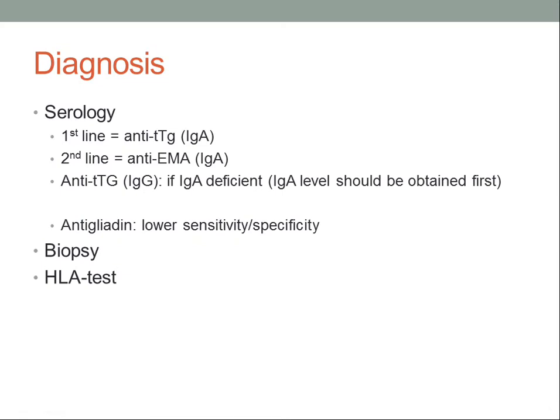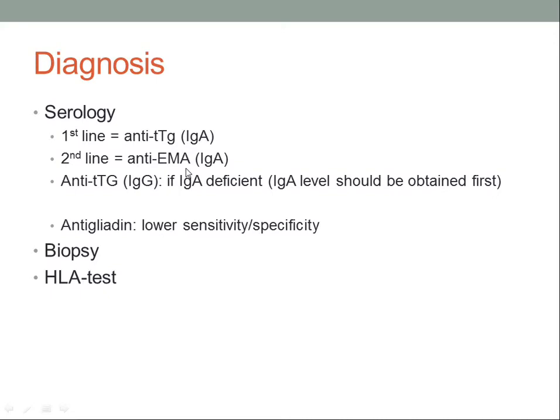Diagnosis is usually made through positive serologies as well as positive biopsies. There are two types of serology tests that are most commonly used. These are the anti-TTGs as well as the anti-EMAs. Now, these two have very high sensitivities and very high specificities, but the most common serology used is the IgA anti-TTGs because they're cheaper and easier to use than the anti-endomysial antibodies.